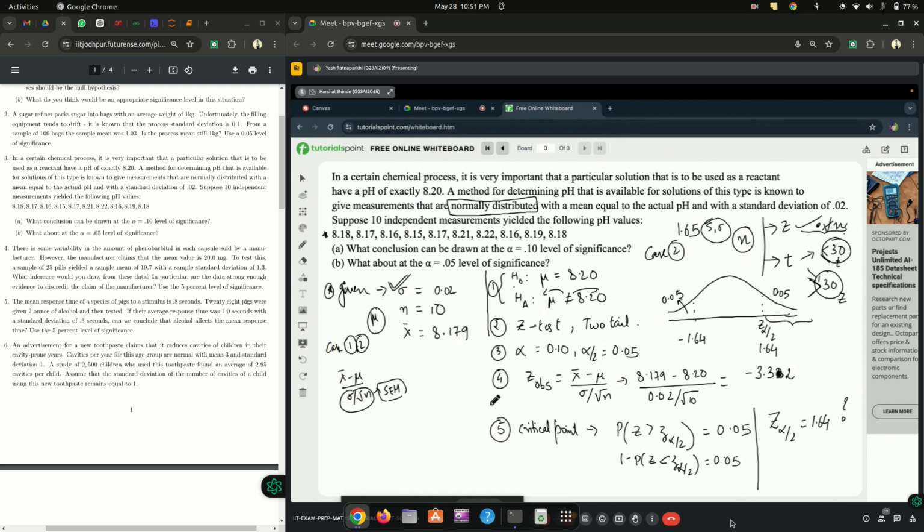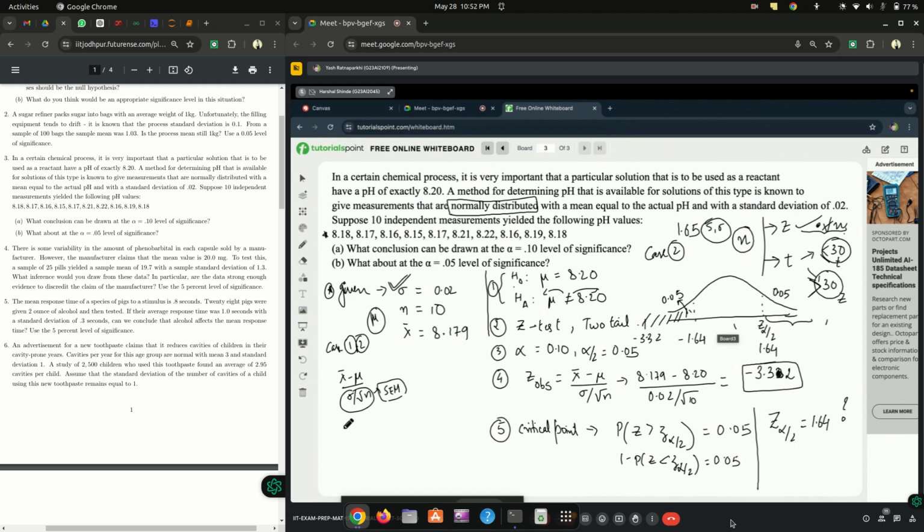Now test your point, minus 3.32. Where will it lie? Here, here, or here? Left side. Minus 3.32 is on the left side. So we will definitely reject our null hypothesis. Got it? समझ में आया?